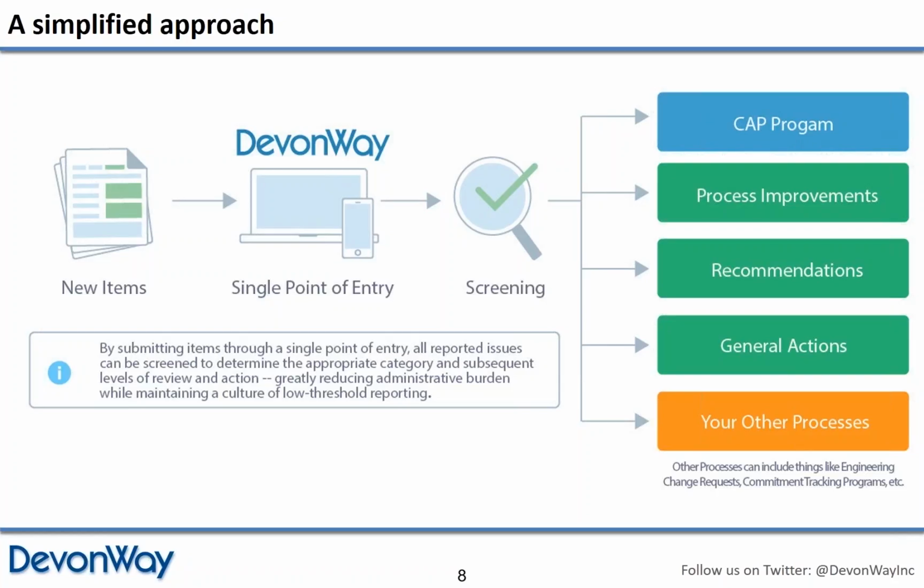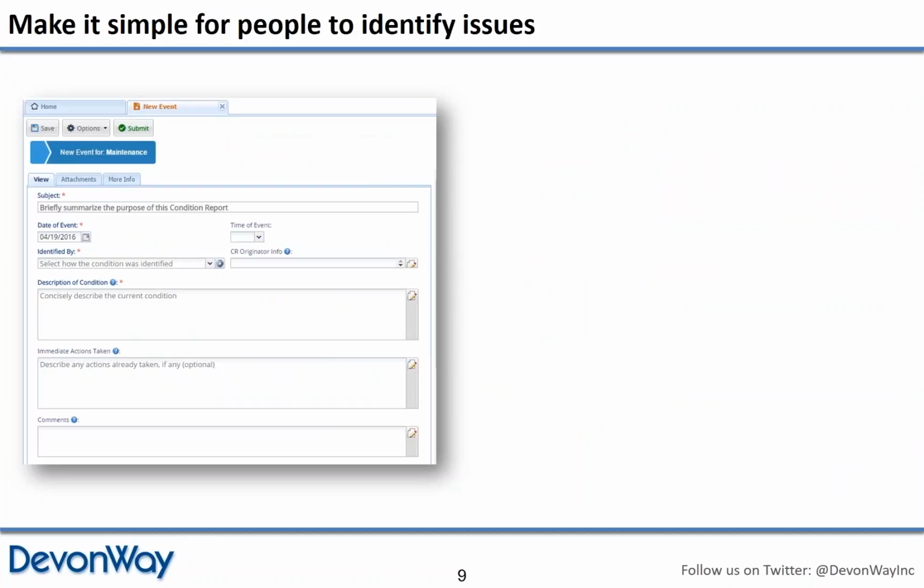So like the Rube Goldberg machine before, don't route everything to a CAP program. Route the stuff that is a high-level issue to the CAP program. Stuff that's not, maybe route it to other processes like a recommendation or a general action or a process improvement, or even some other process that you may have. We'll show an example of that in a minute when we get to a demo, but the idea is to send the item after screening to the right process.